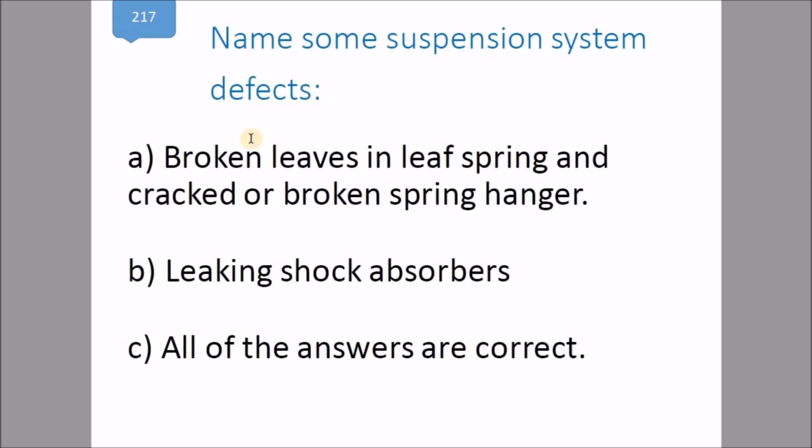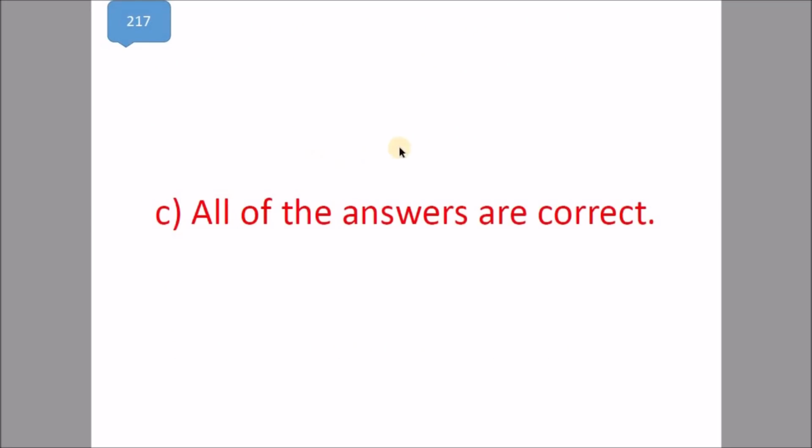Name some suspension system defects. Broken leaves in the leaf spring and cracked or broken spring hangers. Leaking shock absorbers. All of the answers are correct. That's correct. All the answers are correct.